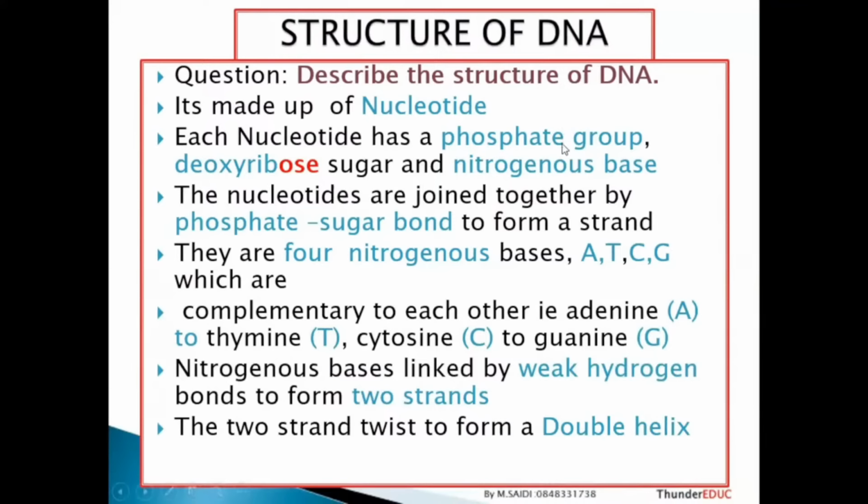Here we give you a mark, here we give you a mark, here we give you a mark. Each different color is a mark, because this one has been mentioned here, so you ignore that. Identifying that they are complementary, we also give you a tick there. Then we give you a mark here: weak hydrogen bonds to form two strands. It means that DNA is double-stranded. Yes, that is a mark, and then this double helix is also a mark. That's how we can mark you in the exam.